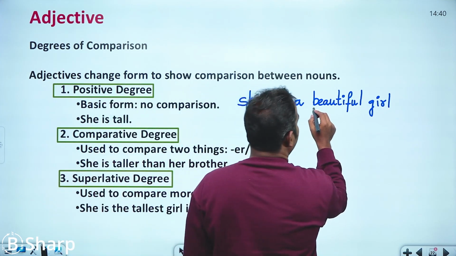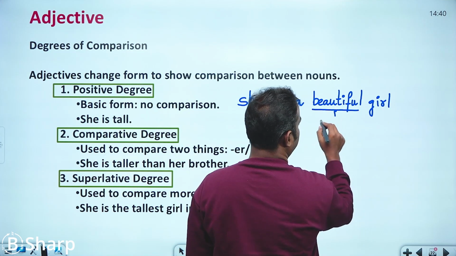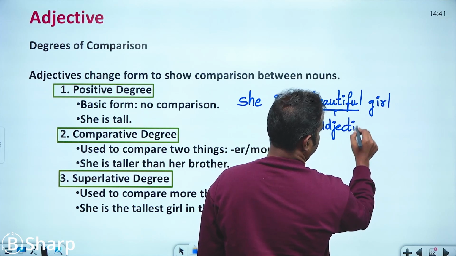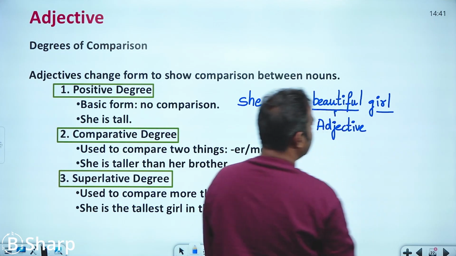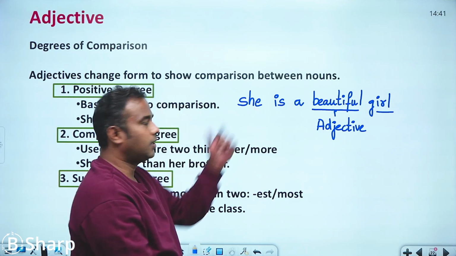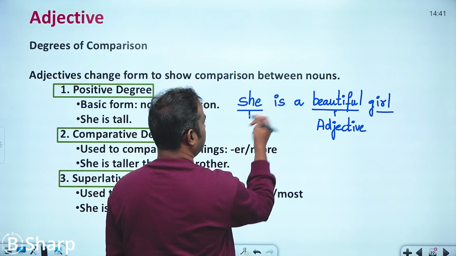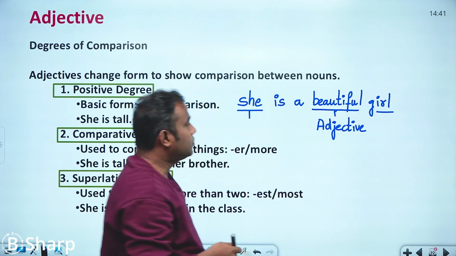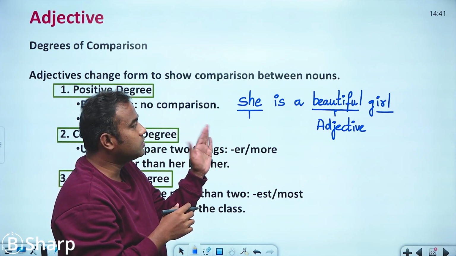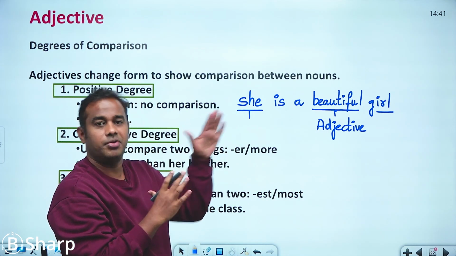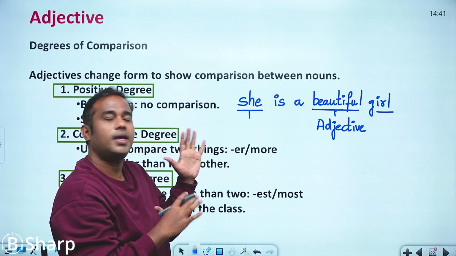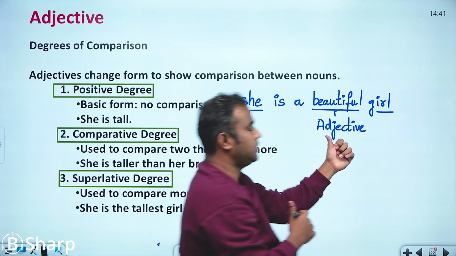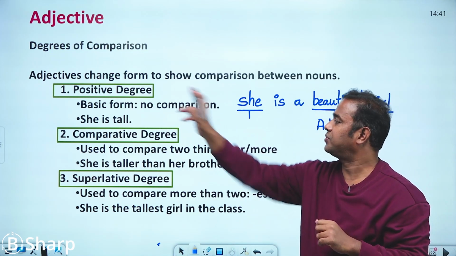When I write like this, beautiful is the adjective, and this is the person I'm going to describe. She is the pronoun acting like a subject, and girl is the object here. I'm simply, plainly saying that the person is a beautiful girl, first point. When I say it very plainly, that she is a beautiful girl, the degree is the positive degree.